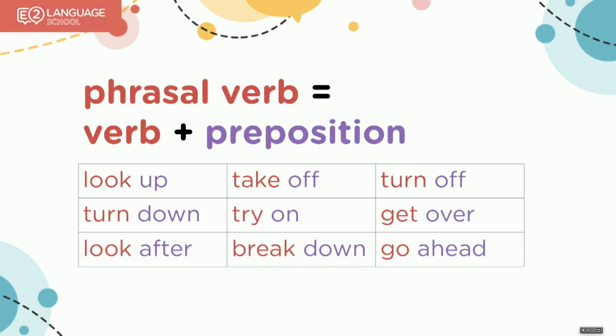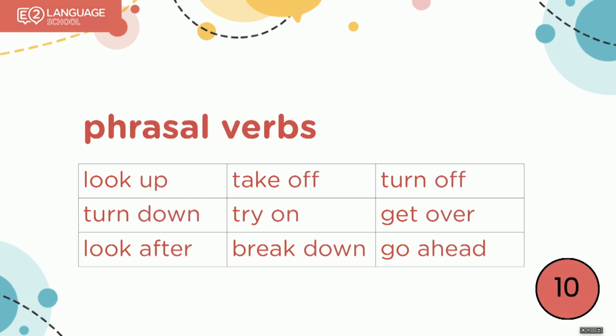So a phrasal verb is a verb plus a preposition, right? But we don't think about them like verbs and prepositions. We think about them just as phrasal verbs, almost like a new verb. You have 10 seconds to read this list.